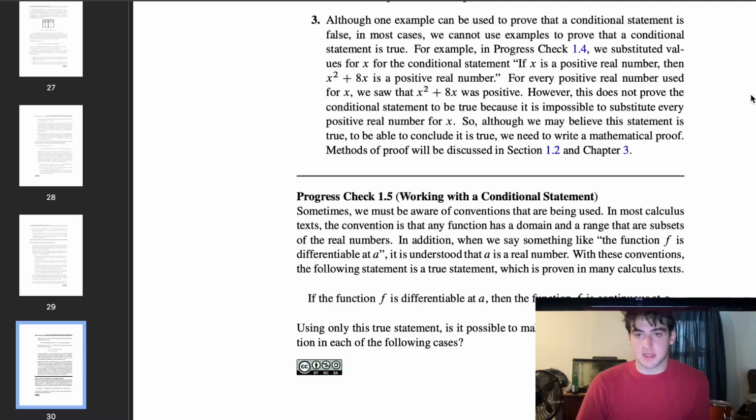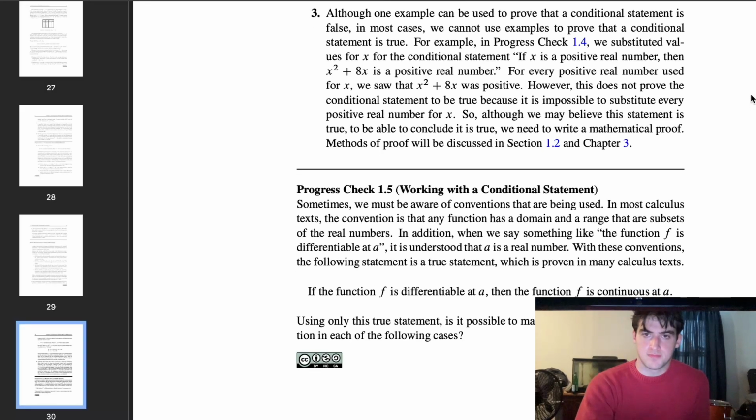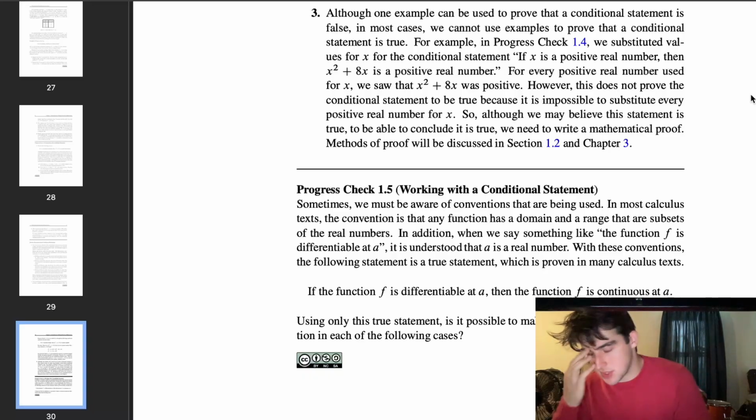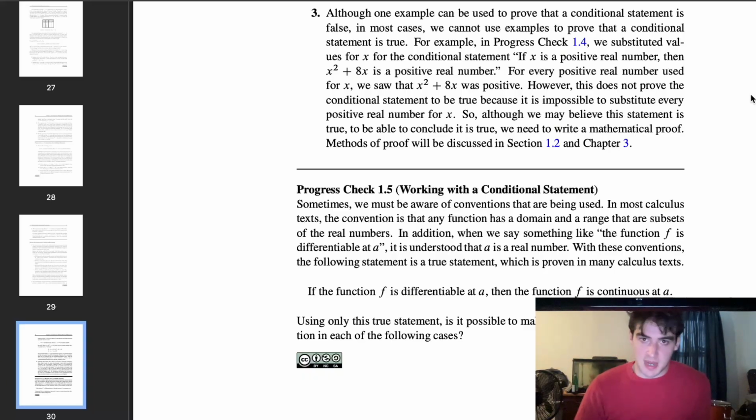Yeah, because a true example doesn't necessarily make the statement true, especially if it's saying something like for all natural numbers or for all positive integers. You would have to check every single positive integer. For example, in progress check 1.4, we substituted values for x for the conditional statement: if x is a positive real number, then x squared plus 8x is a positive real number.